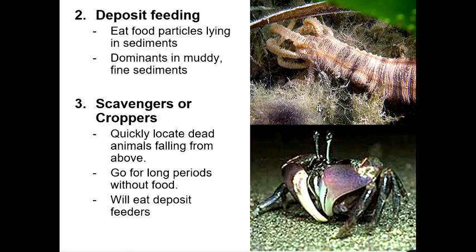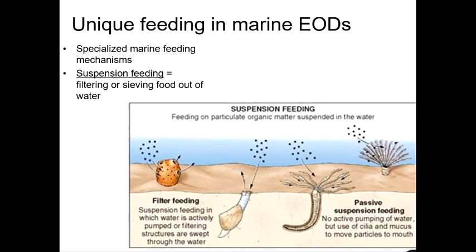Also in the oceans, you have lots of organisms that have adapted to a life of what we call deposit feeding or detrital feeding. They literally are eating the mud. So they eat mud rich with organic material and poop out cleaner mud. And then, of course, we have lots of different scavengers or croppers, things that are constantly moving around on the bottom or through the bottom, cleaning up and getting their food matter that way.